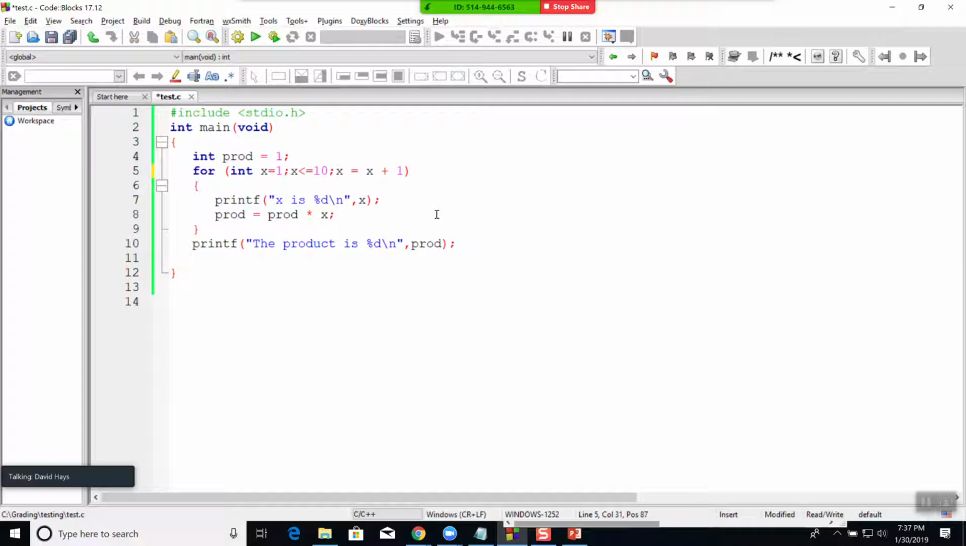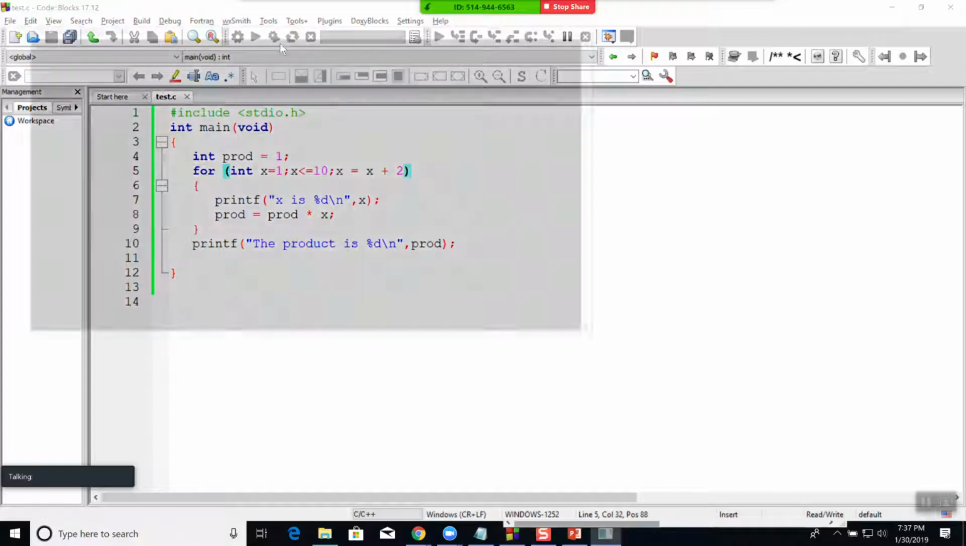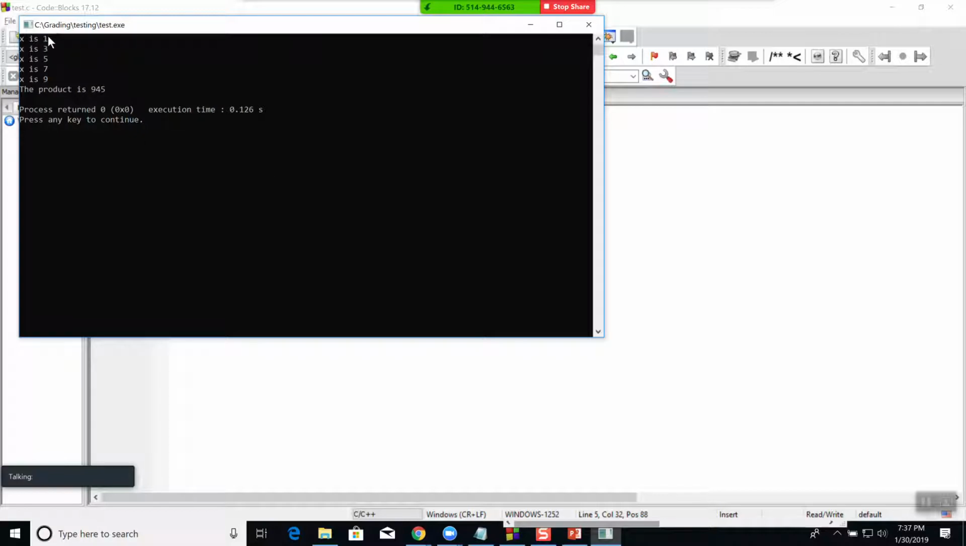The benefit of writing it this way in class, though, is I can show you don't have to increase it just by ones. I can put a 2 here, so it increases it by 2s. Start at 1, 3, 5, 7, 9. Next one is 11, which is greater than 10. So it didn't do that one.